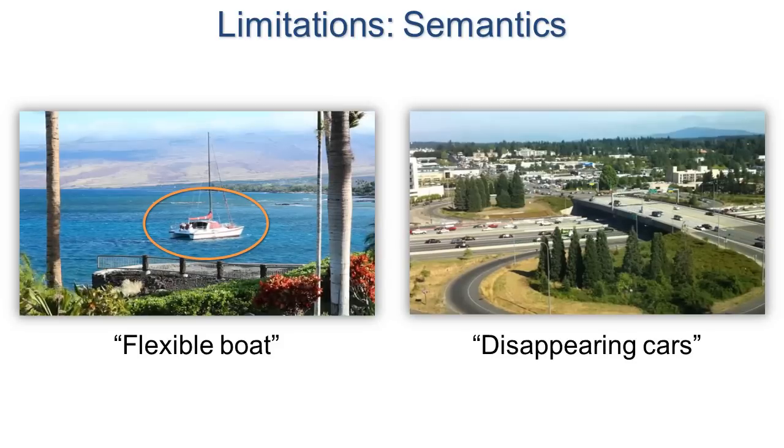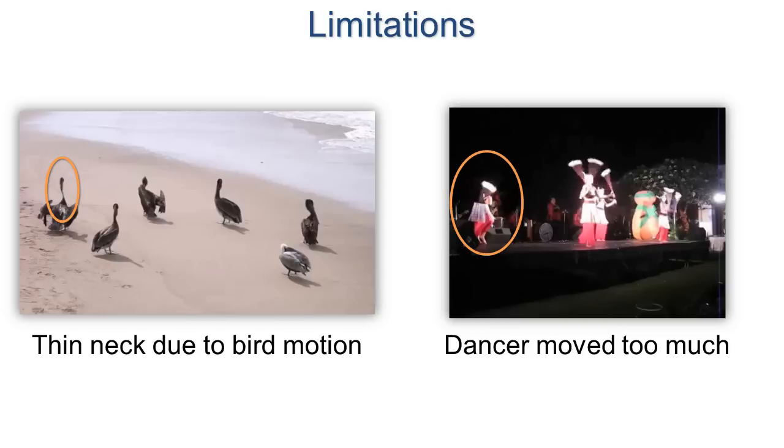Sometimes the video loop is visually plausible, but semantically incorrect. Here are some more examples of artifacts due to scene motion.